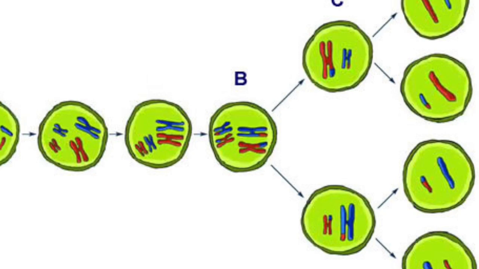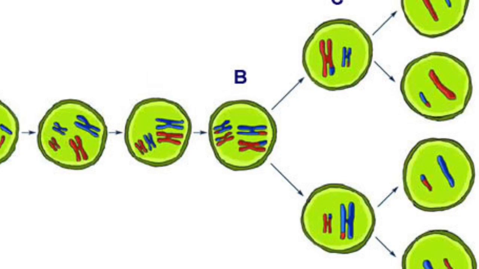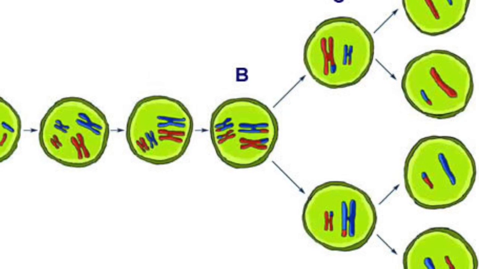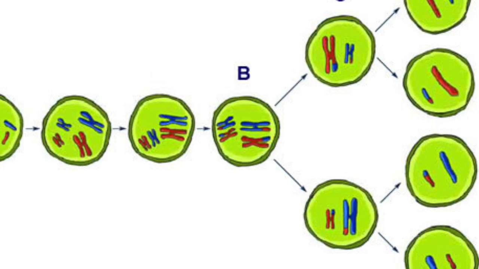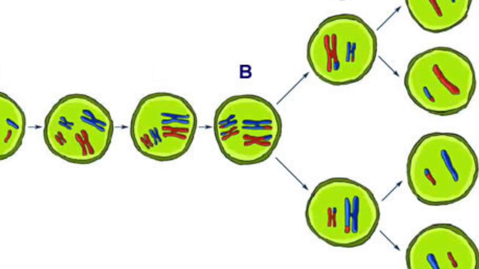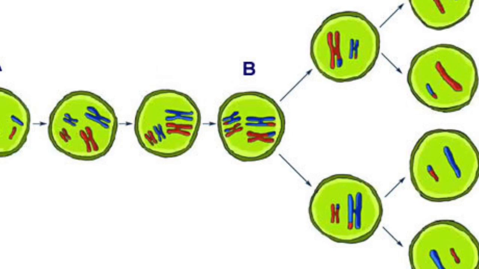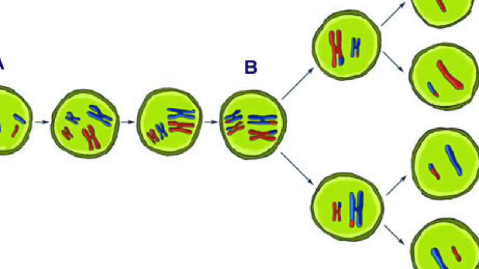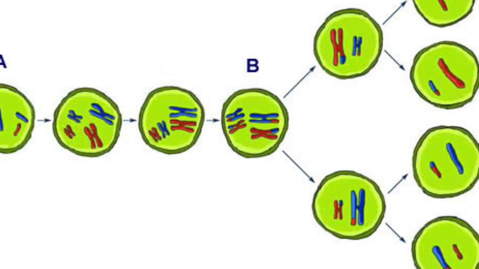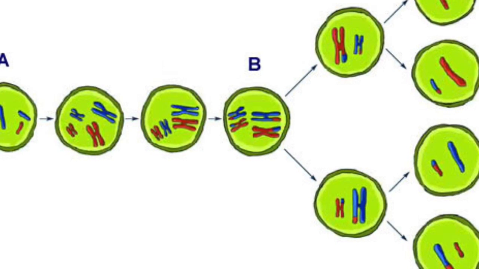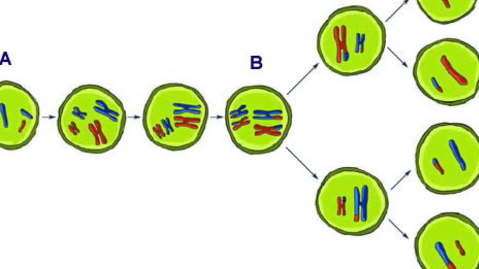And next, we transition to anaphase. In anaphase I, the homologous chromosomes are separated and moved to opposite poles of the cell. Next, in telophase I, the chromosomes become diffused and the nuclear membrane reforms. In cytokinesis, the final cellular division to form two new cells, this is followed by meiosis II.